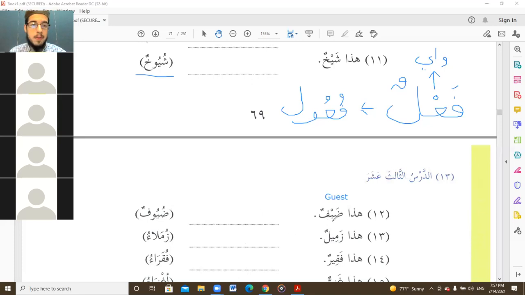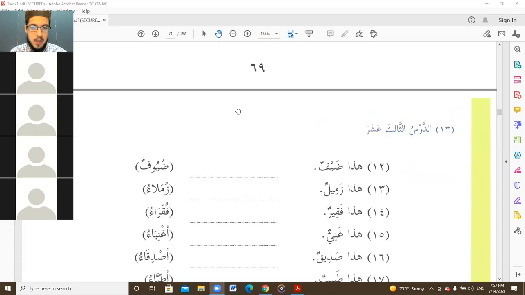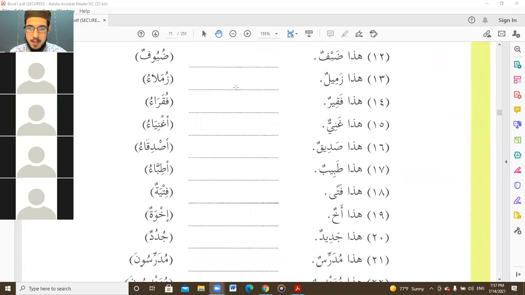Same thing with ضيف. ضيف, it's on the pattern of fa'lun, and the middle letter is weak, and so the plural is ضيوف. Just figured I'd point that out for those of you interested in the morphology aspect of things.